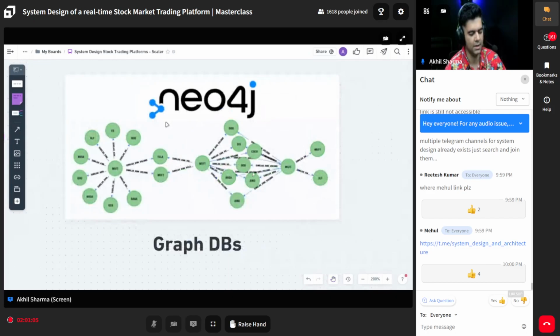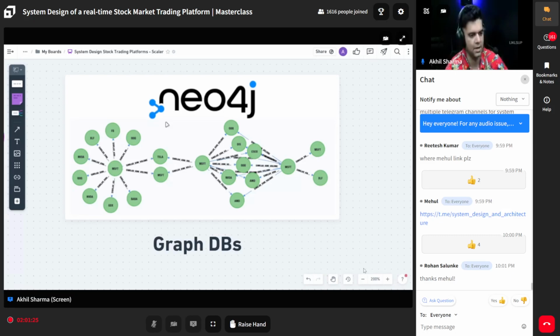Now, the more similarity between them, the more the lines, or the weight of the connections between the nodes, keep increasing. So the more similarity between them, the more the connection between the nodes, basically. This is how graph databases work. And Neo4j is one of the most common graph databases out there.